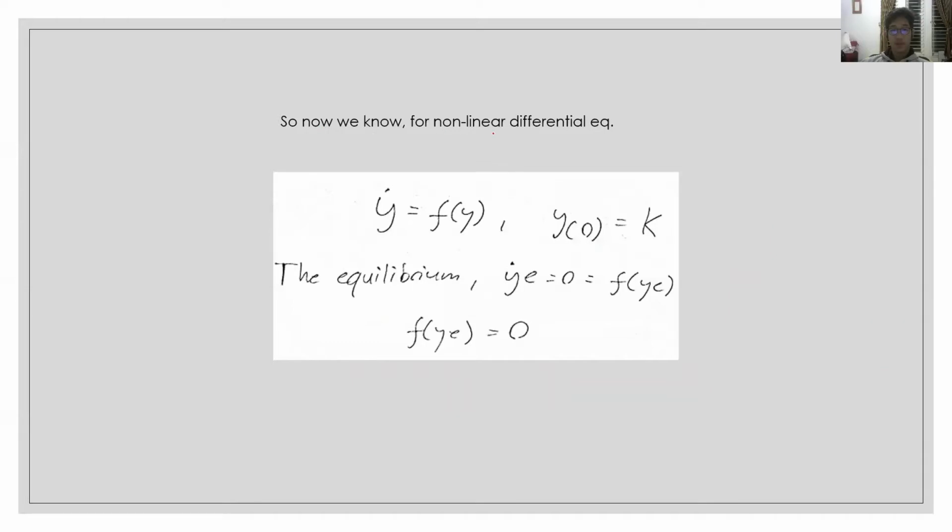So now we know that for a nonlinear differential equation, y dot equals f of y in brackets. And we also have the condition y0 is equal to k. K is our starting value of y. And we also know the equilibrium solution ye is equal to 0. This means f of ye equals 0.